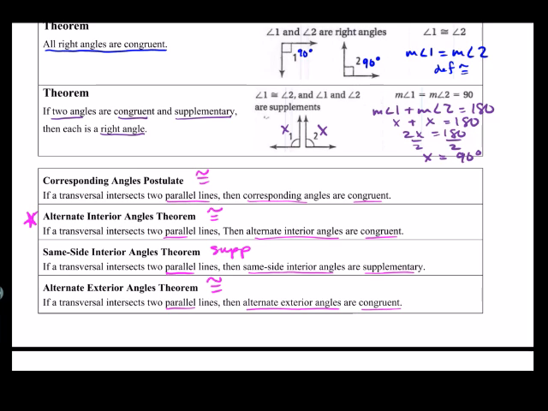So some good theorems, a fun new reason for our proof, CPCTC. I think we're going to have a lot of fun with triangle congruence.